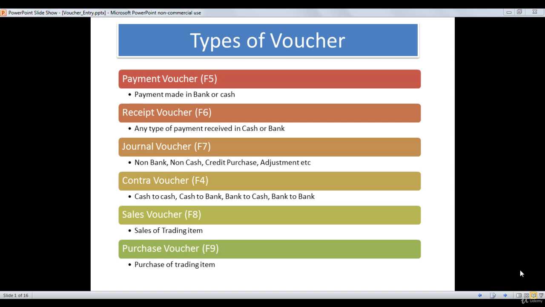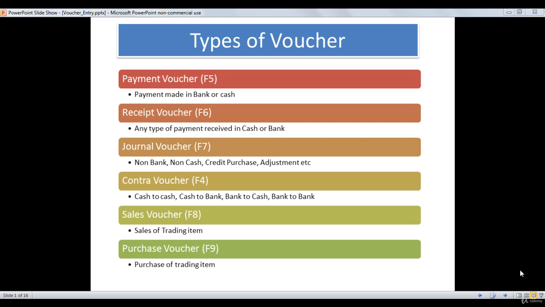Next is a receipt voucher. The shortcut is F6. It covers any type of payment received in cash or bank. Again, let's say in my institute there is one course of 10,000 rupees. The student has made a payment of 5,000 rupees and said that the remaining 5,000 rupees he is going to pay after 1 month. Again, the receipt voucher in this particular case will be of 5,000 only.